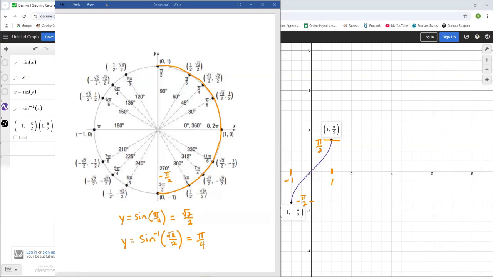Okay, let's take a look at another one. So what if I asked you for the inverse sine of the square root of 3 over 2? Okay, the sine of which angle is the square root of 3 over 2? Well, that would be π/3 or 60 degrees.